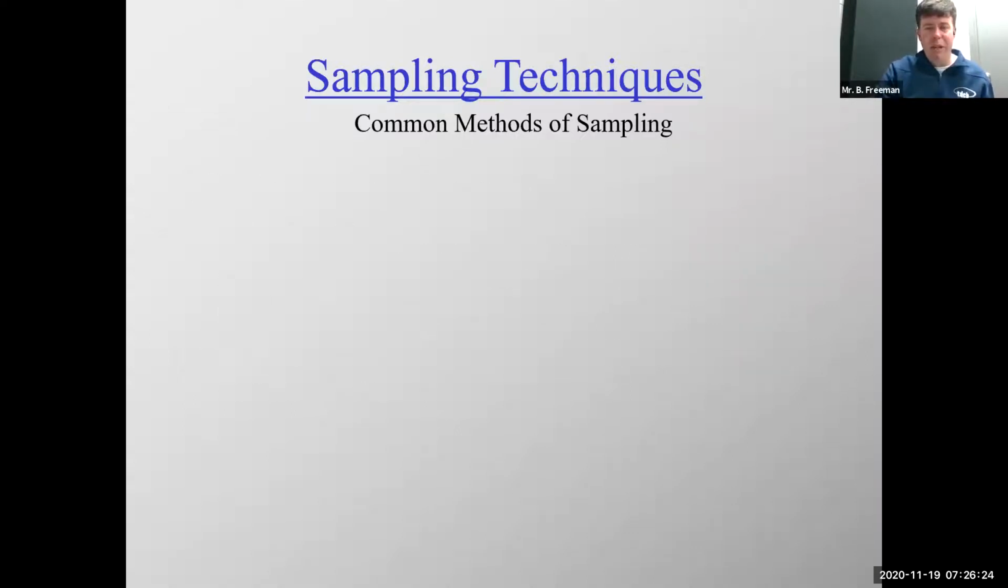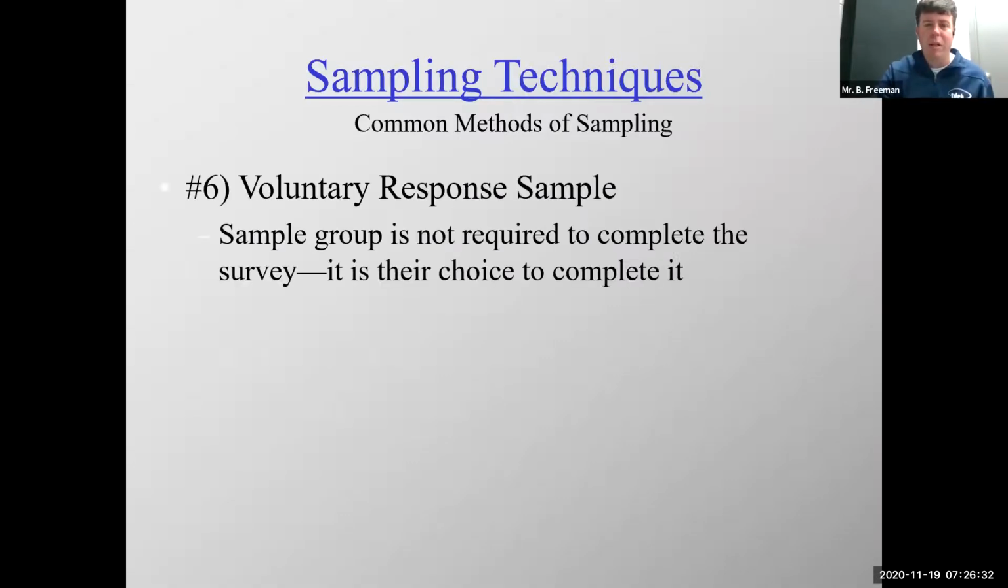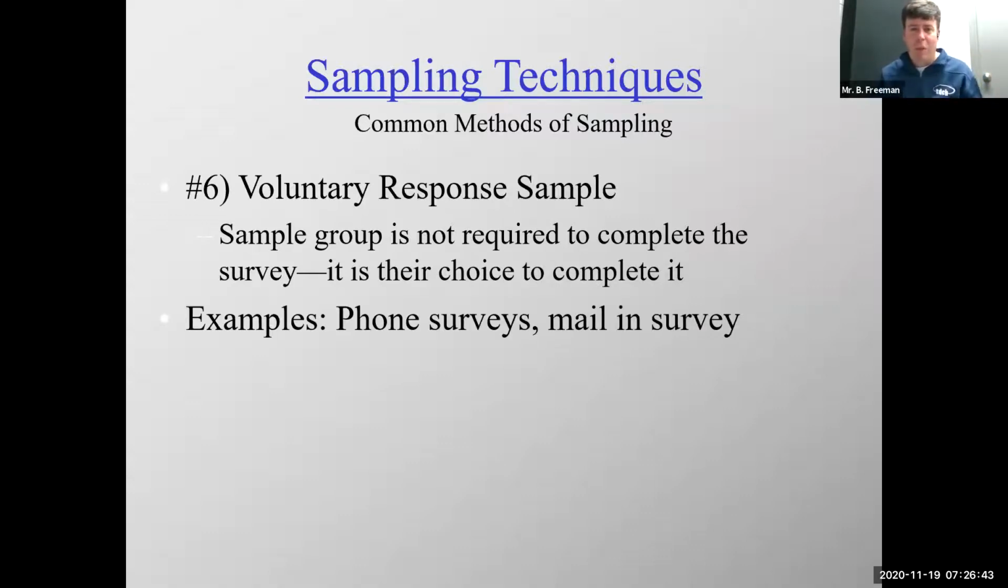Other methods of convenience sampling could be just some of these surveys that show up online where it's really your choice whether you look at them or not. And that's what gets kind of tricky between the difference of convenience and voluntary response sample. In this case, the sample group is not required to complete the survey. It's just left there as their choice. So these would be things like a phone survey that's just automatically generated.